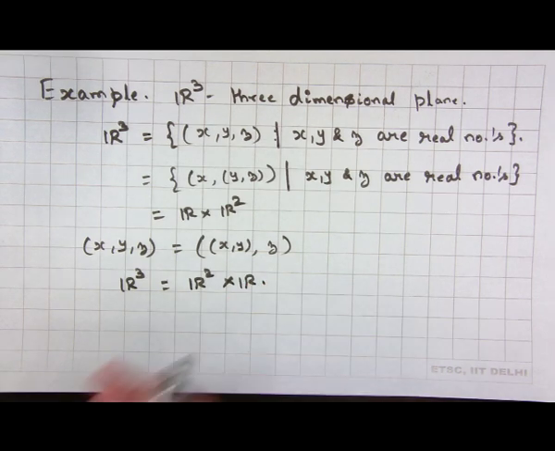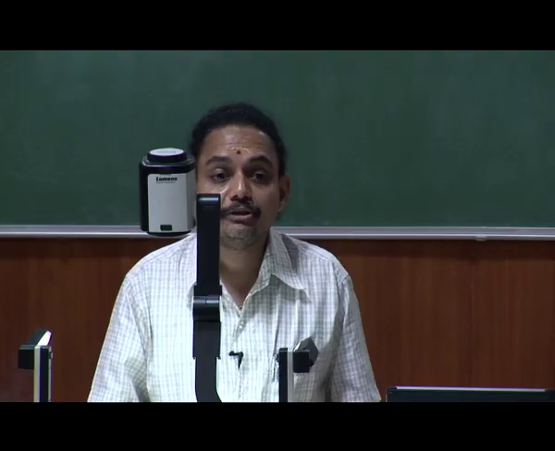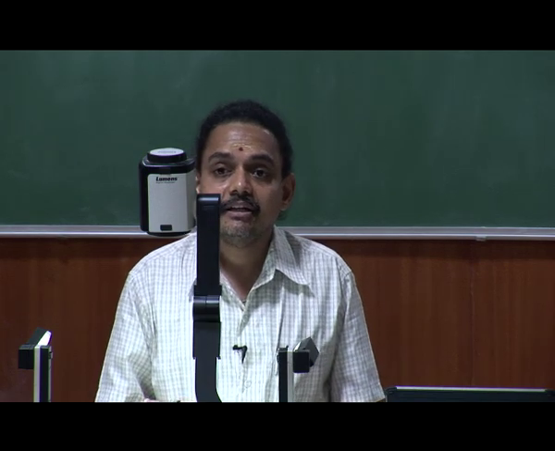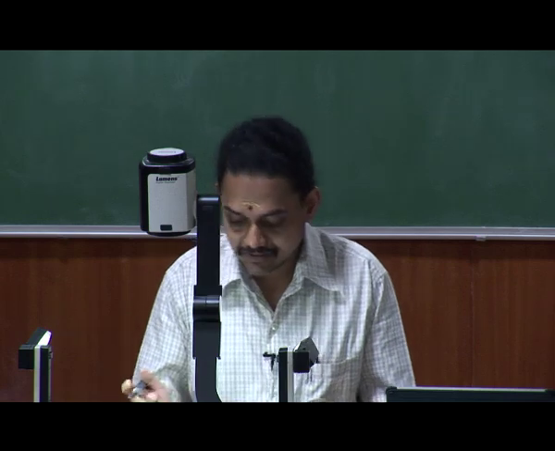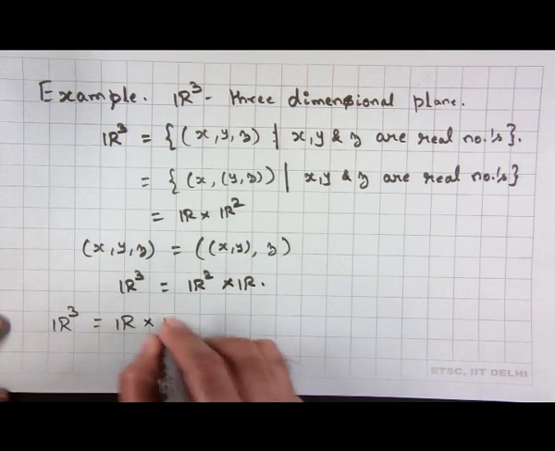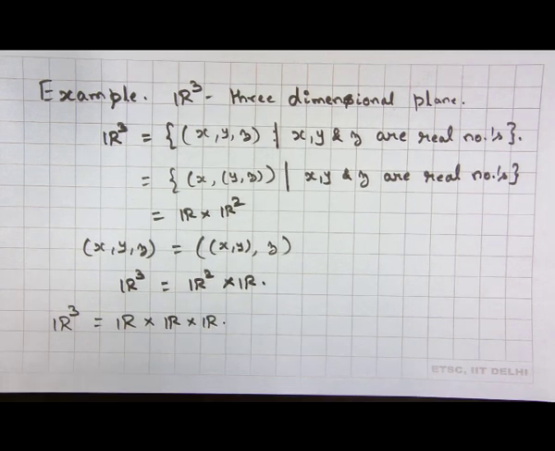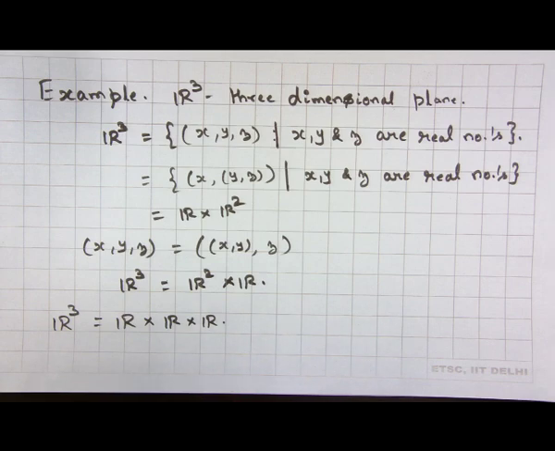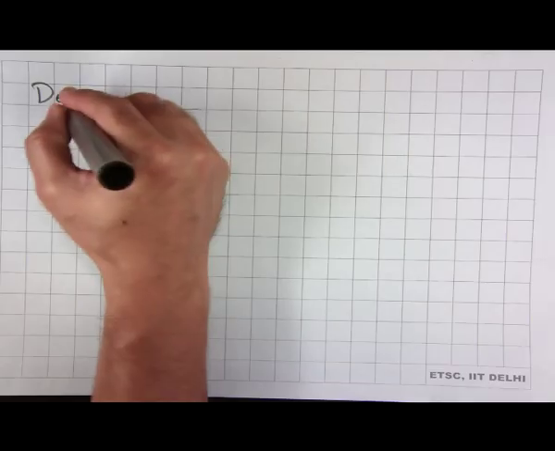So, what we have done is that the canonical 3 dimensional plane we see in nature is written as the Cartesian product of 2 sets. A natural question that arises at this stage is, is it possible to write this as R cross R cross R? Does it make sense? Yes, one can write R 3 as R cross R cross R. Now, what is the meaning of this? So, let us go a step further and try to define the notion. Let us begin with a definition.